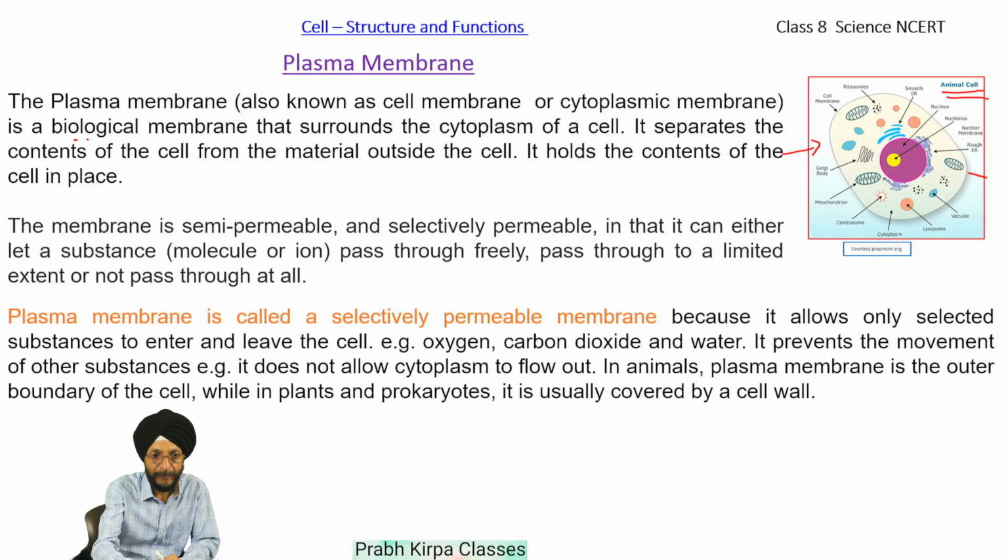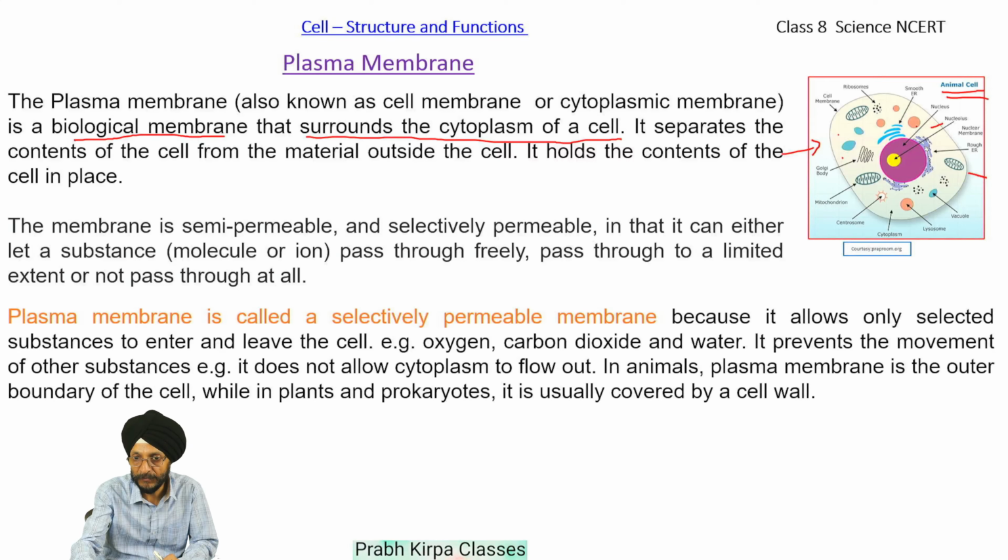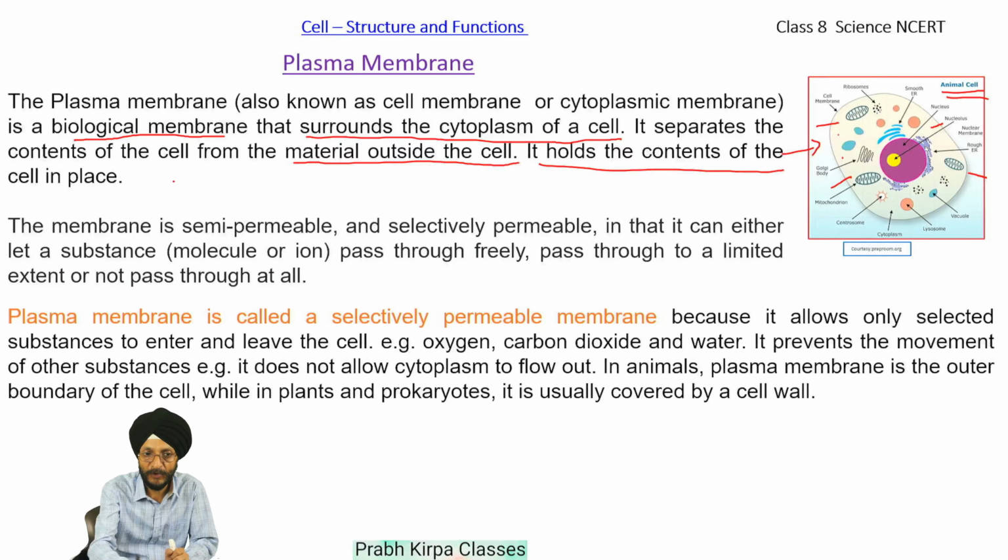Plasma membrane is a biological membrane that surrounds the cytoplasm of a cell. All you see here is cytoplasm. This is cytoplasm. It separates the contents of the cell from the materials outside the cell. It holds the contents of the cell in place.